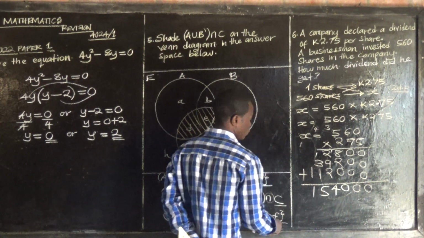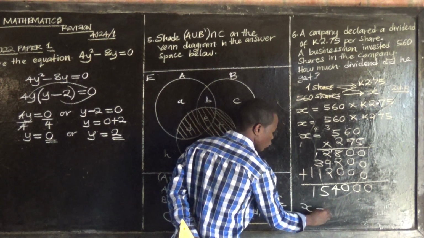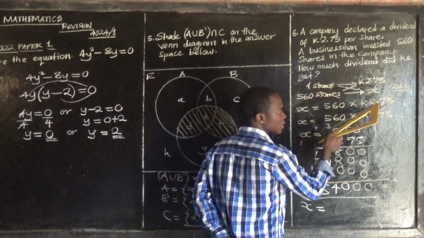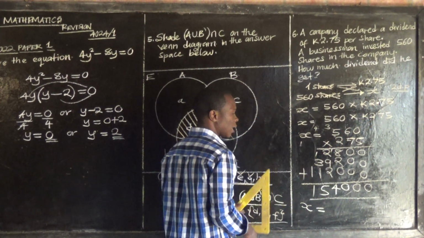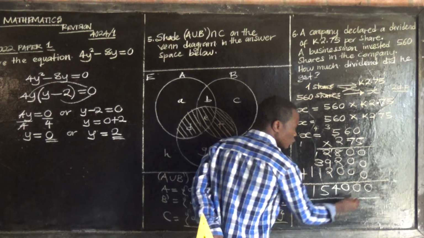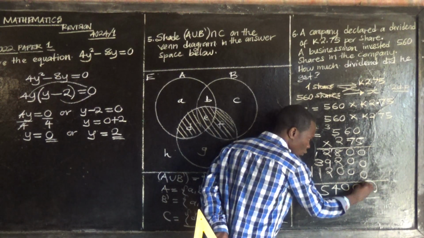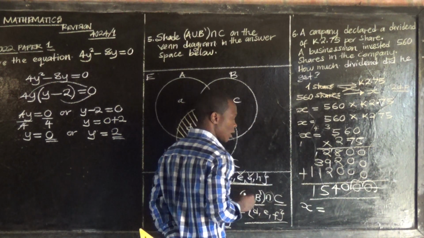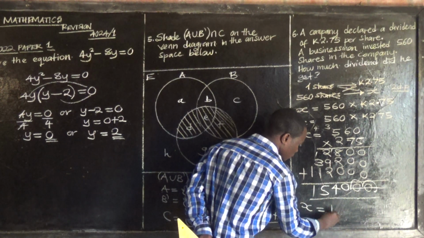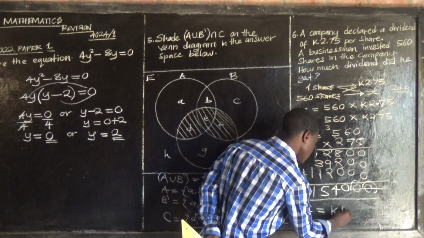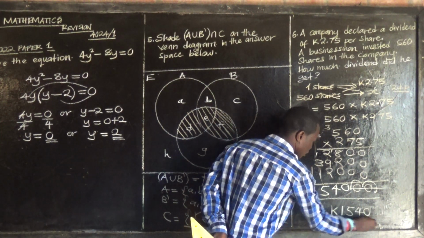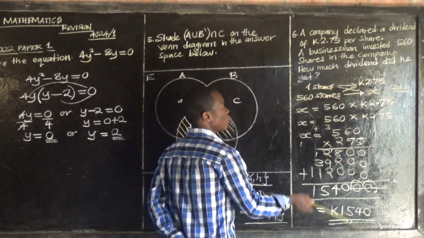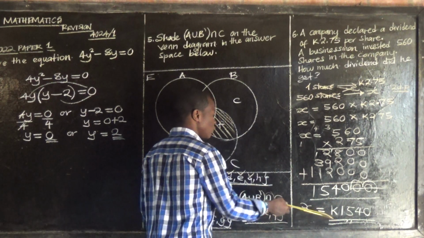Okay? So now we're going to say our X is equal to, remember, we had to ignore this number at how many decimal places? 2. So we're going to take the 2 decimal places back. We are going to start from this side, 1, 2, and knock out this. So our answer is what? 1,540 kwacha. So he is going to get 1,540 kwacha for 560 shares. So this is the way you answer.